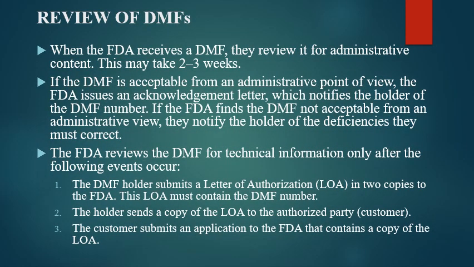Now, how is a DMF reviewed? The DMF is reviewed in two parts. In the first part, it is reviewed for administrative content, and it may take 2 to 3 weeks. If the DMF is acceptable from an administrative point of view, then the FDA will issue an acknowledgement letter which notifies the holder of the DMF number. That means it gives the holder a DMF number.